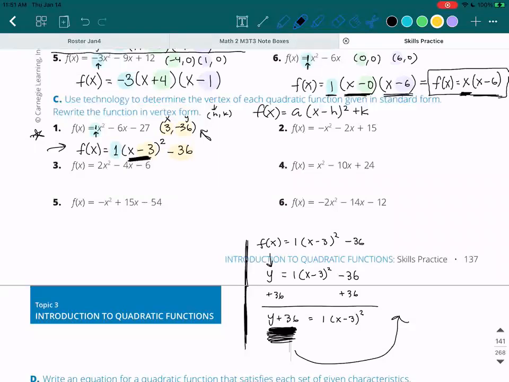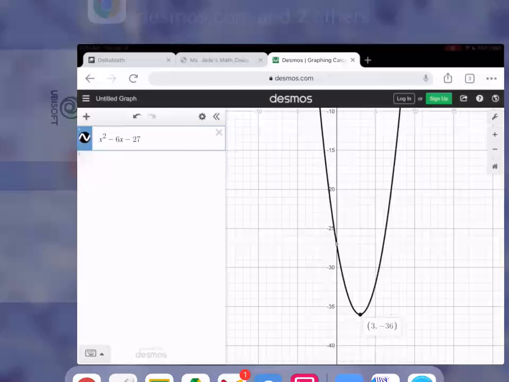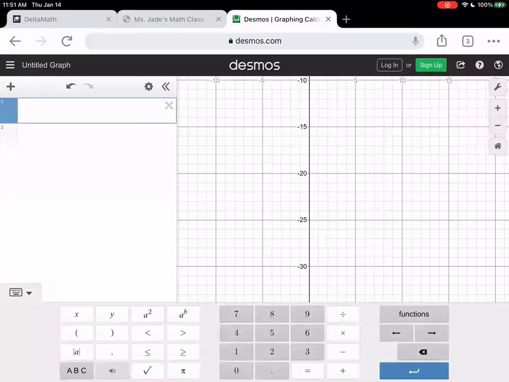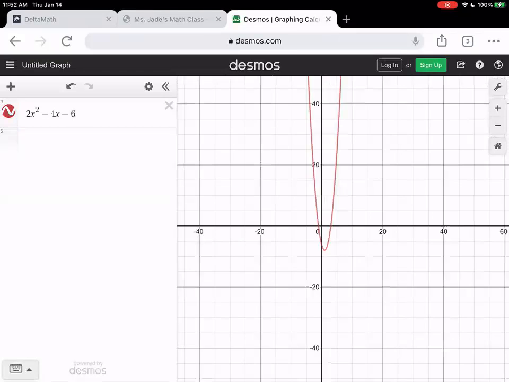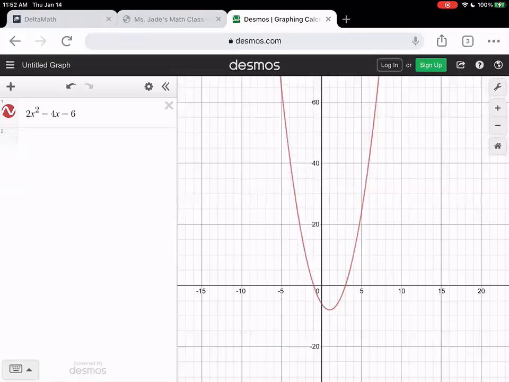Okay, so for number 3, we have to go ahead and graph that in Desmos. Also, let me just draw a line here because otherwise it'll just be too messy. Okay, let's go graph it. We have 2x squared minus 4x minus 6. Okay, I can't see it, so, oh, there it is.